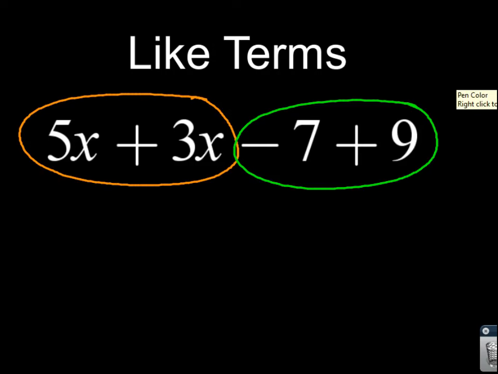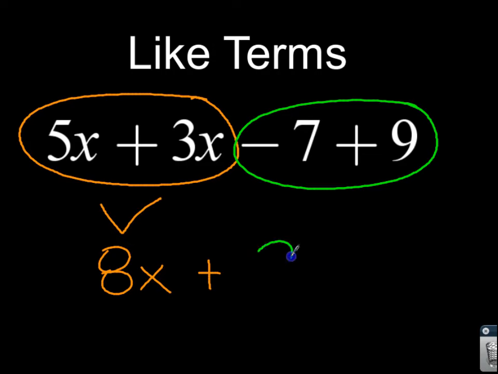So 5x and 3x together, if I go up 5x and I add another 3x, that makes 8x. And I'm going to have negative 7 plus 9, so down 7, up 9. That's going to give me a positive 2. So now this is my simplified expression.